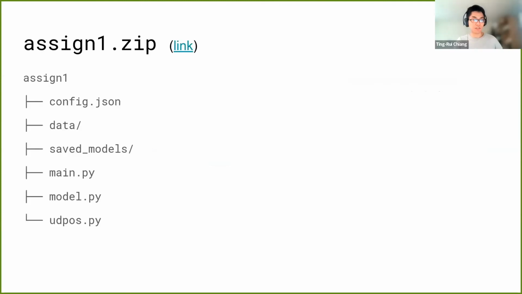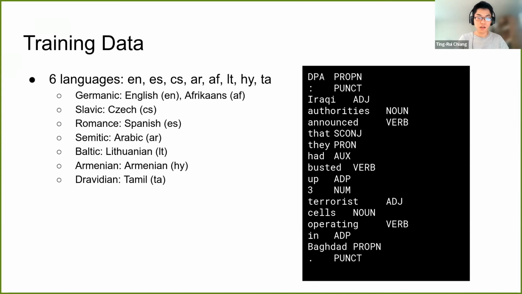For this assignment, we are going to give you a zip file, and this zip file will contain all the code and the data to use for this assignment. We will post the link later on Piazza. In the zip file, you can find the training data. It is the training data for 6 languages, and the right-hand side is an example of what the format looks like.